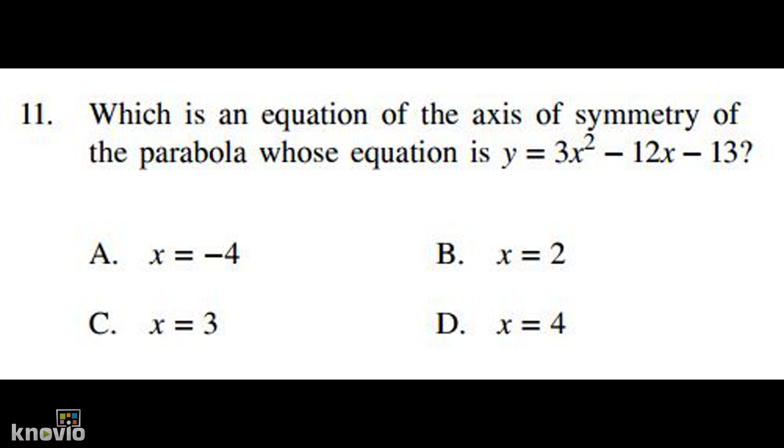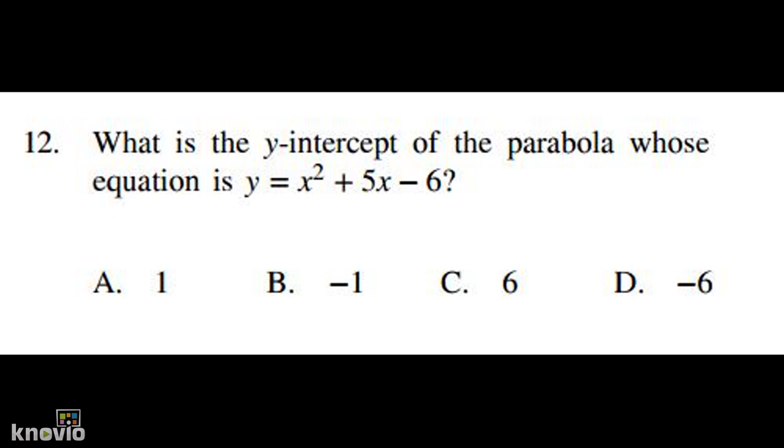So we have b is negative 12. So negative 12 makes that positive 12 over 2 times 3, because that's our a value, so over 6. So positive 12 over 6 gives us x equals 2. So our answer is B.